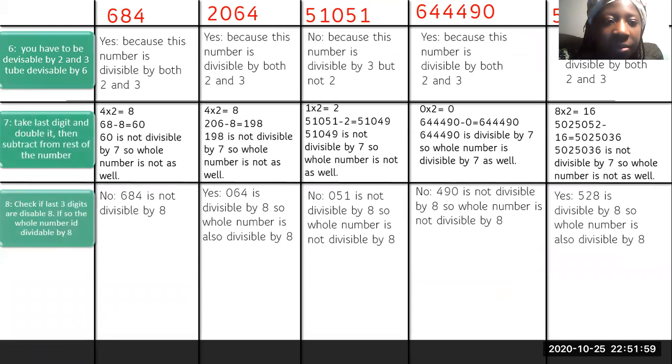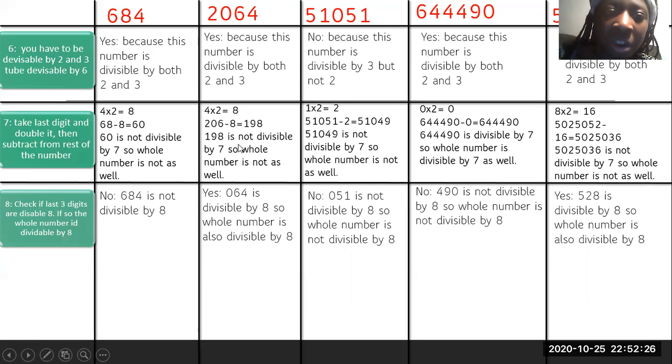Now we have a seven. We'll have to take the last digit and multiply it by two, which will give us eight. And then we'll subtract it from the rest of the digits, which is 60 for this one. And then we'll have to see if 60 is divisible by 7. If not divisible, then it's a no, and if it is, then it is yes, like this one.